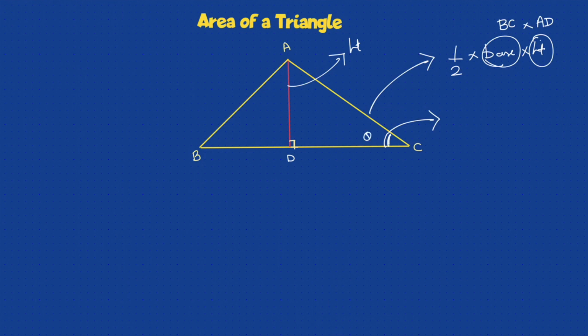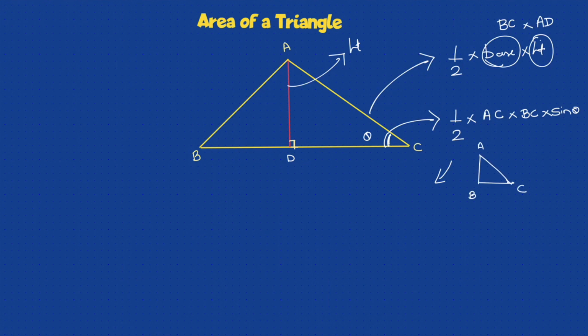Say between the side BC and AC, the angle is theta. So the formula is half into AC into BC into sine of theta. So half into the product of two sides into the sine of the angle between the two sides.